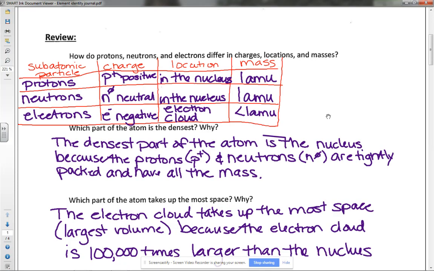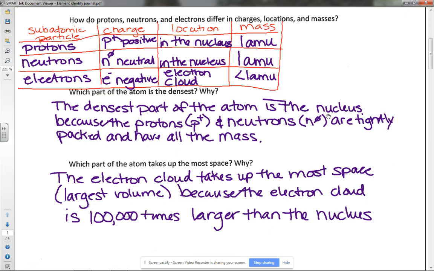So here are your answers. So your protons are P positive in the nucleus and they're 1 AMU. Neutrons are neutral or no charge, and they are in the nucleus, 1 AMU. Electrons are E negative, so they're negative. They're in the electron cloud, and they're less than 1 AMU. So again, if you put 0.00055, that is correct as well.